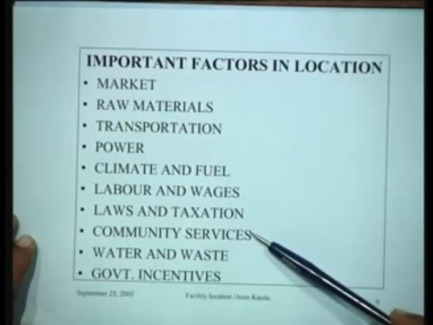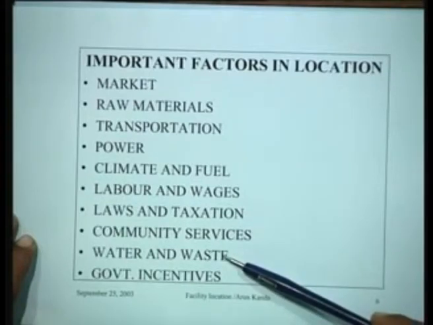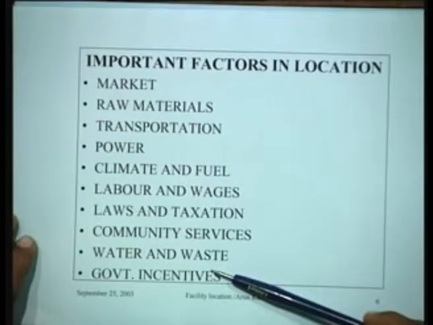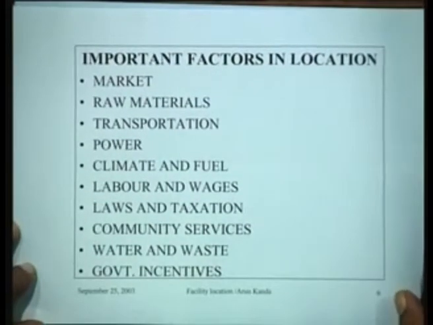Community services could be important when you're trying to find out the best location decision. Water and waste: the availability of water and the capacity to deal with waste products from your plant. And government incentives. For instance, the government might want to encourage industrialization of a particular state, and therefore it might announce a kind of package of benefits for entrepreneurs. It might say, for instance, that there is zero tax to be paid, or a tax holiday for 5 years, or something like that. So those kinds of incentives could also determine where you want to locate if you have these various decisions.